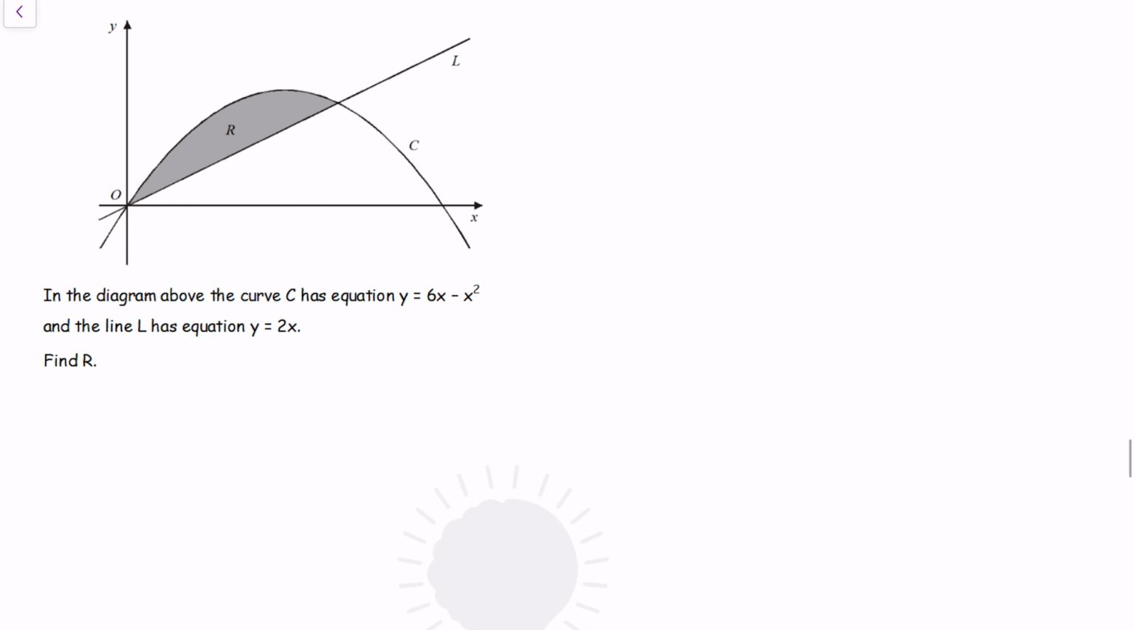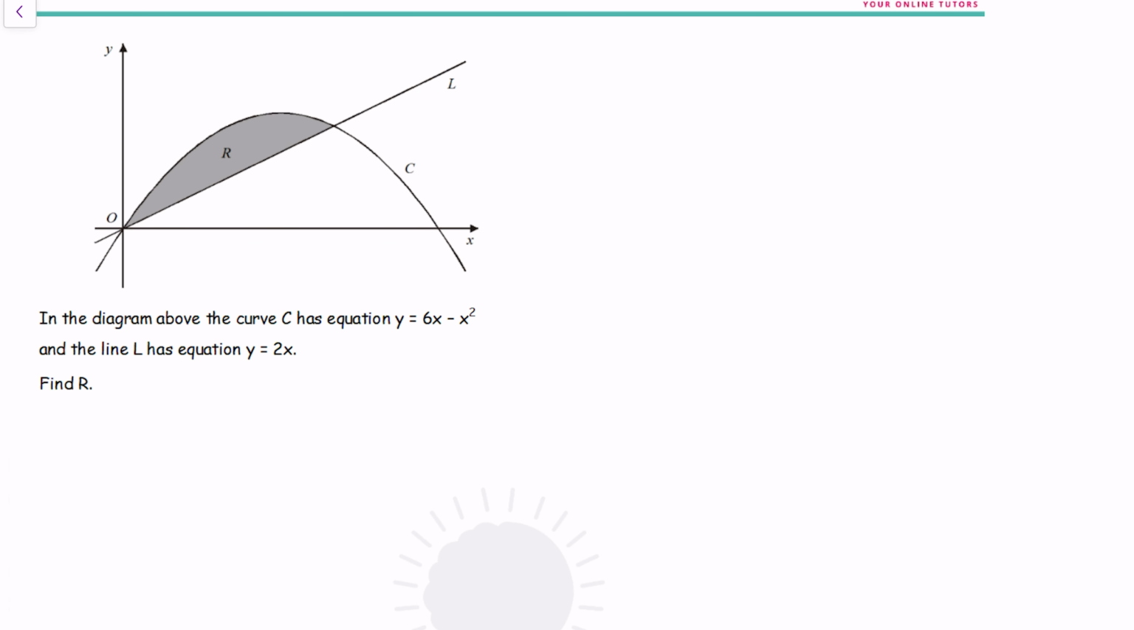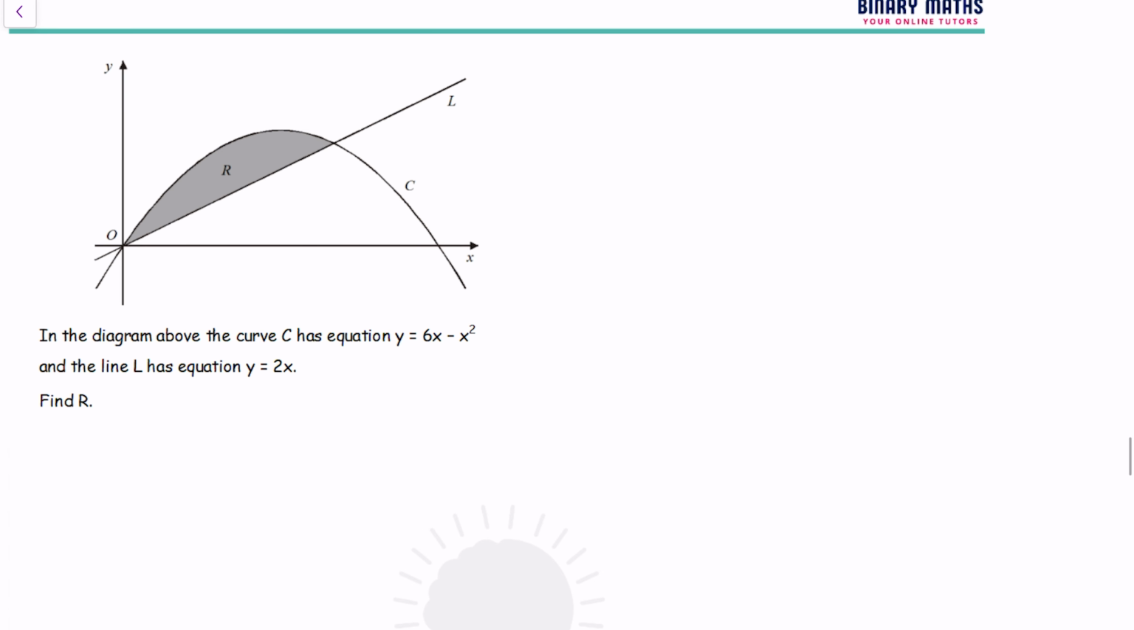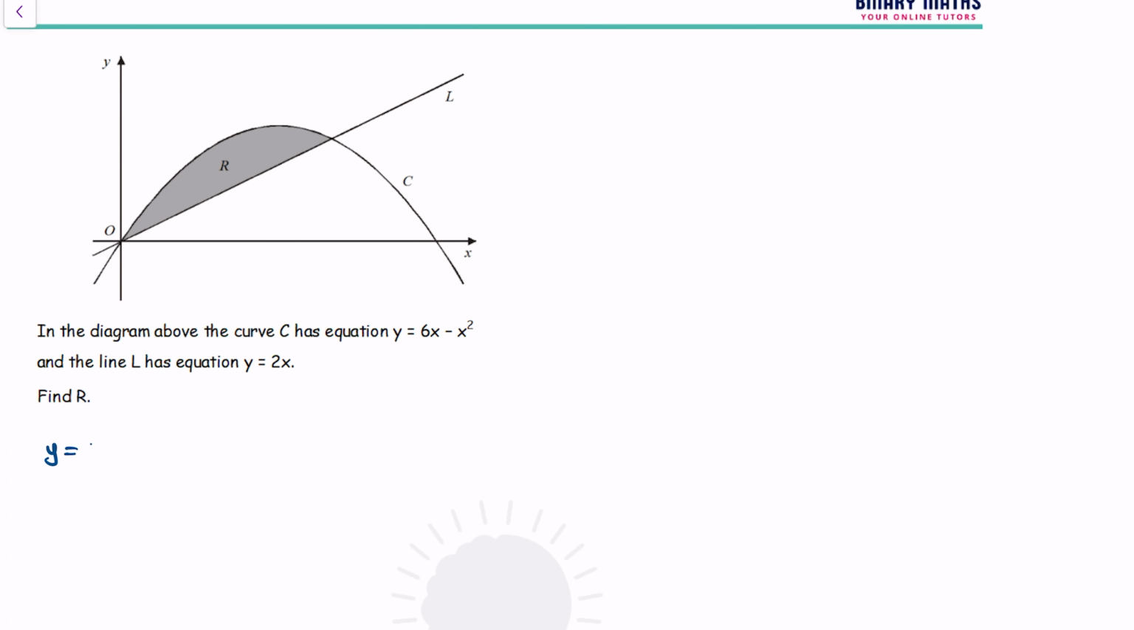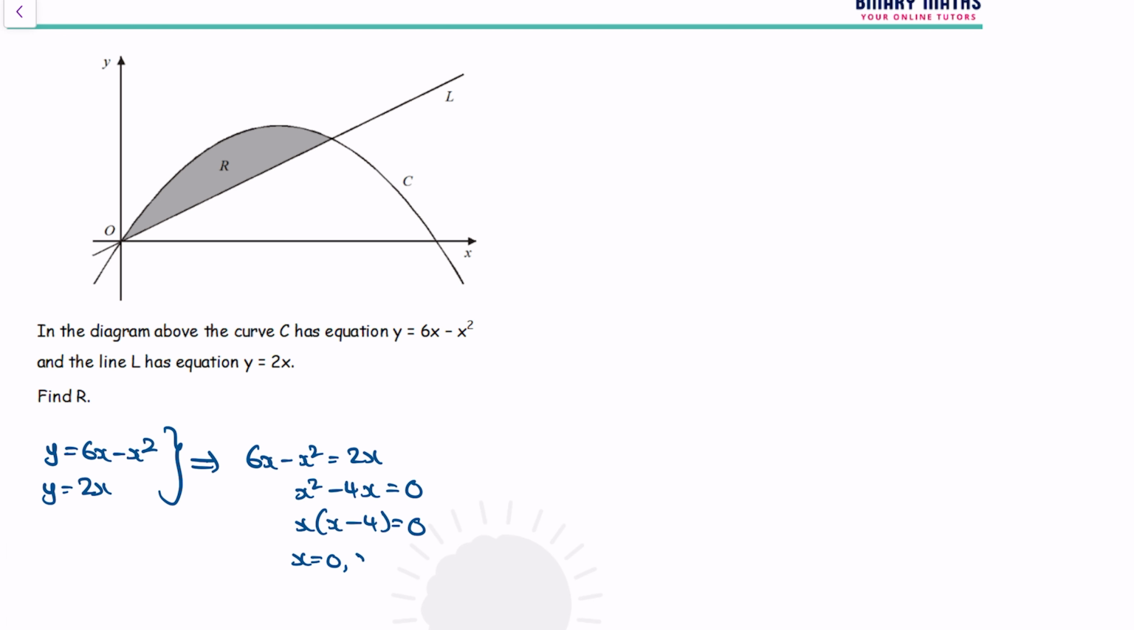Okay, in the diagram above, the curve has equation y equals 6x minus x squared, and the line L has equation y equals 2x. Find R. The first thing I need to do is find the points where they intersect, so I solve simultaneously. Because y is the subject of both formulas, 6x minus x squared equals 2x, which means x squared minus 4x equals 0, so x times (x minus 4) equals 0, which means x equals 0 and x equals 4.